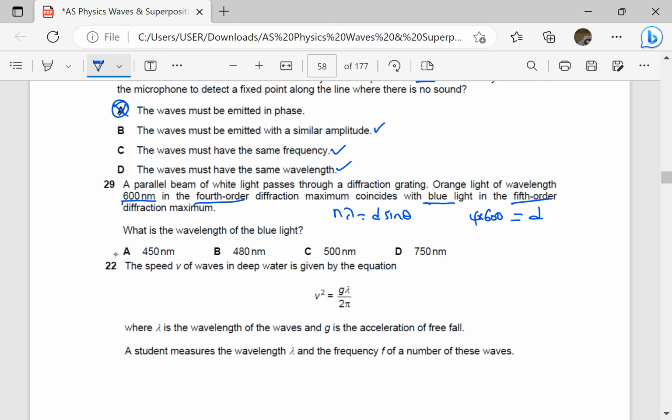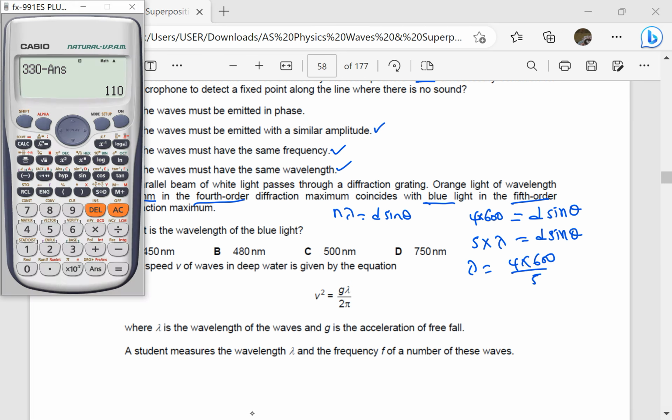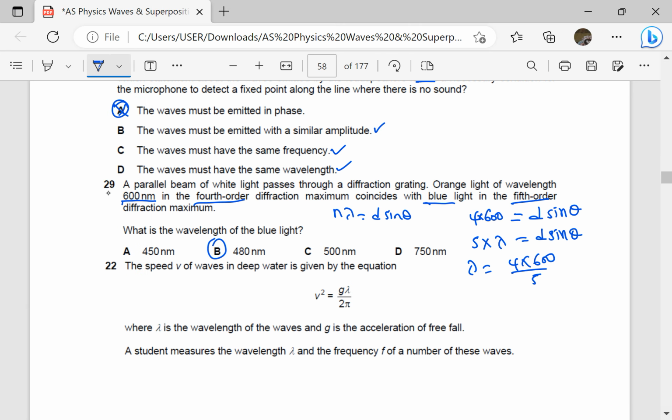They said the orange light in the fourth order diffraction coincides with the blue light. That means sine theta is the same. Then for blue, this is 5 times the wavelength, which we don't know, and that should also be equal to d sine theta. That means the angle from the central bright fringe is the same for both. So we just equate these two. Wavelength is going to be equal to 4 times 600 divided by 5, which is 480, making the answer B.